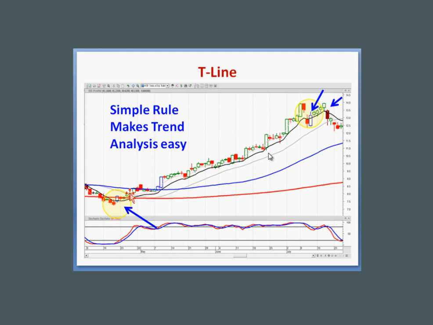So, very simple rule. If you see a candlestick buy signal and a close above the T-line, you can hold on to it as long as you don't see a candlestick sell signal and a close back below the T-line. Very simple. What this did for me was it kept me in trades where I normally might get swung out of it.